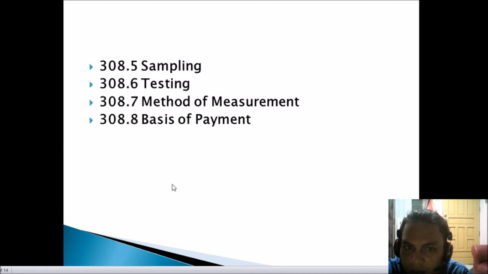Method of measurement: the bituminous mixture will be measured by square meter. The quantity to be paid shall be the number of square meters of the mixture placed and compacted, in accordance with the acceptance. Basis of payment: the accepted quantity measured as prescribed in section 308 will be paid. Payment will be made under the bituminous plant mix, unit of measurement square meter.